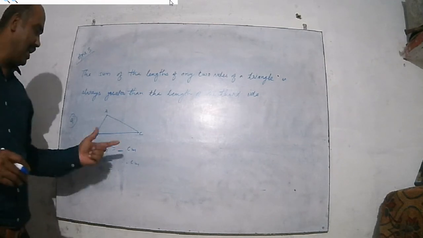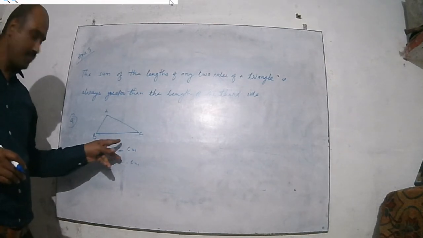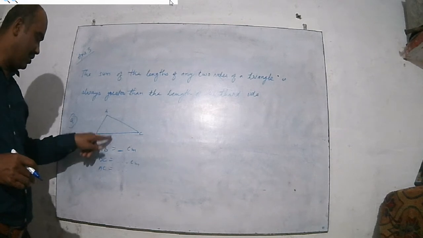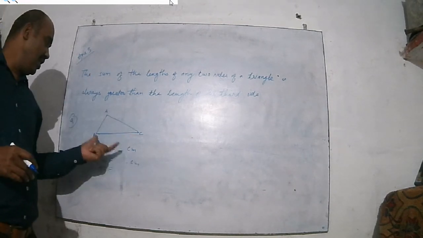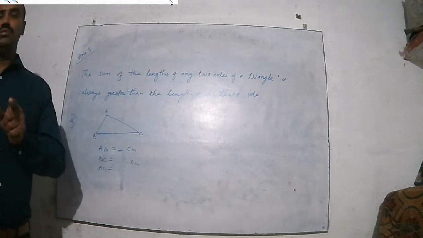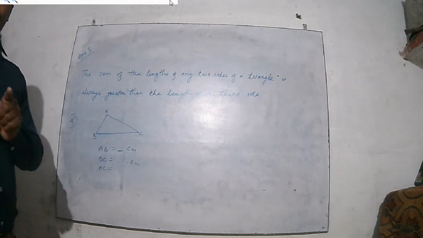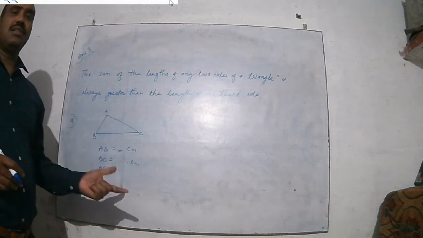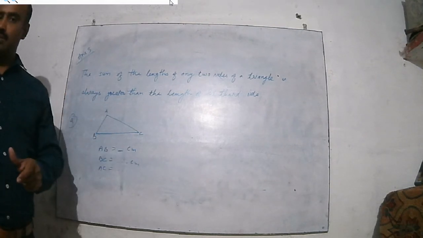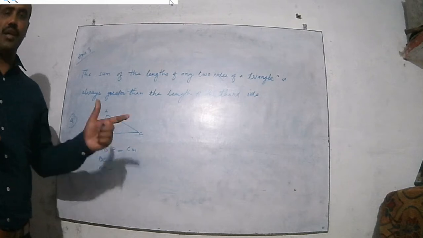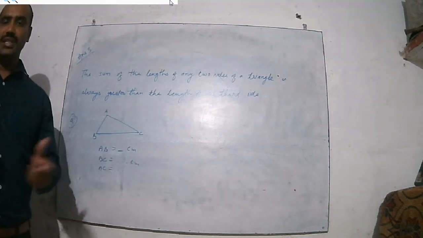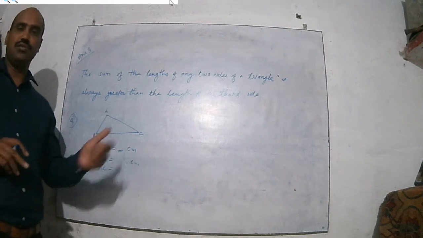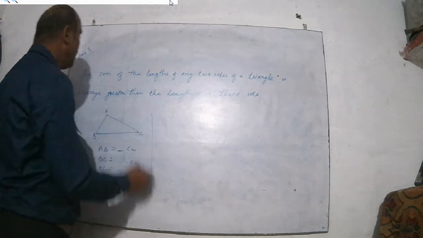The addition of two small sides is always greater than the third side of the triangle. Clear? In this way you have to prove. You have to write this one and then write this statement. So in this way you have to prove it. Clear? This is the concept.